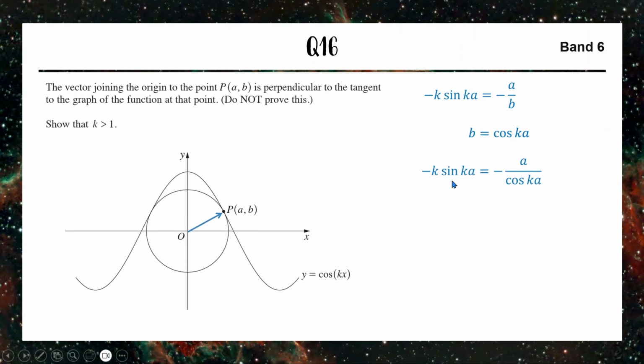So why don't we just go ahead and make k the subject by getting rid of the negatives from both sides and dividing the sine ka across to the right. That looks like that. Okay, and now is where things start to get a little bit more tricky.